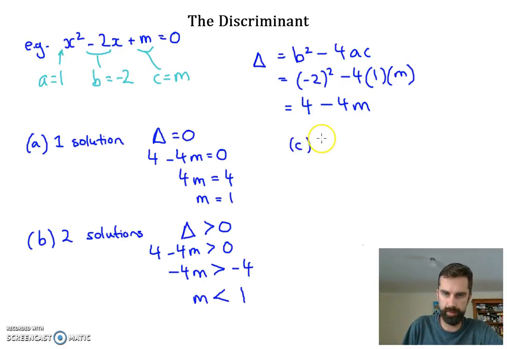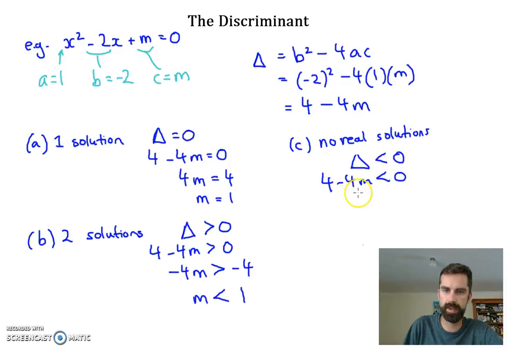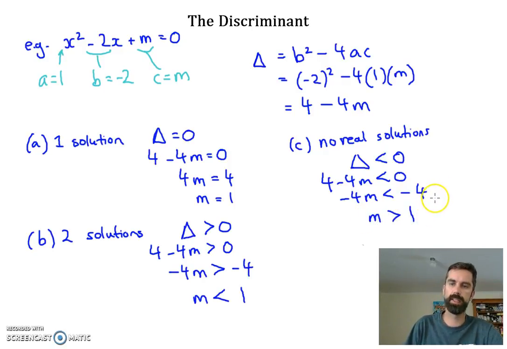And we'll look at the final case now. If we've got no real solutions, you can probably guess what the answer is actually, but the discriminant is going to be less than 0. So 4 take 4m is less than 0. I'm sort of following the same process now. -4m is less than -4. Now I need to do the same thing and divide by -4. That's going to switch the direction of that sign as well. So that's going to become m greater than 1.